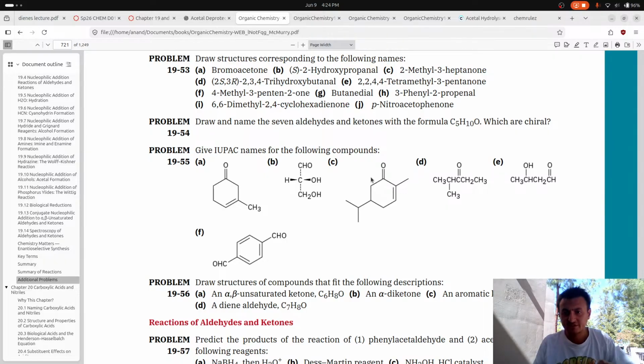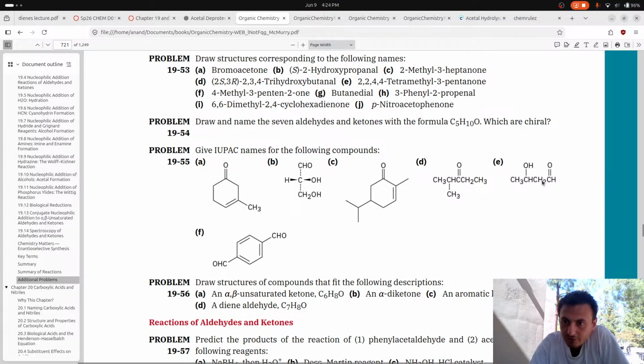The ability to give things names is very important. 1, 2, 3, 4, 5. Then we have a methyl. So this is gonna be 2 methyl pentan 3 one, or 3 pentanone. Either way you want it.